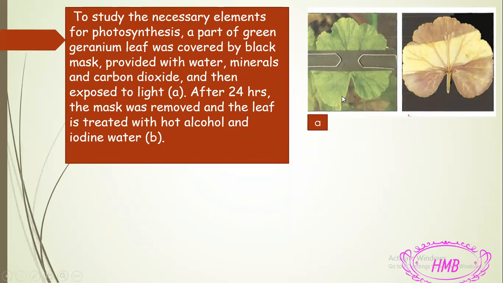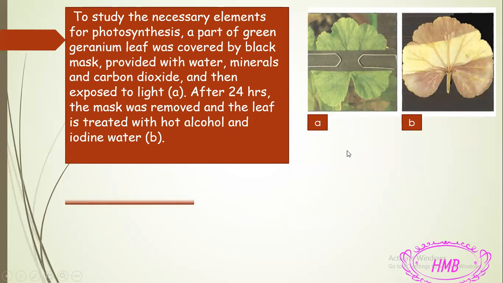We have a green geranium leaf. This green leaf, we give it water, we give it minerals, and also carbon dioxide. So it was placed in open air. And then we covered part of it with a black cover. And then we put it in light. After 24 hours, the mask was removed and the leaf was treated with hot alcohol and iodine water as shown in B. So here, the black mask was removed. We put iodine on the leaf. So we applied the iodine test and we have the result as you can see in B.